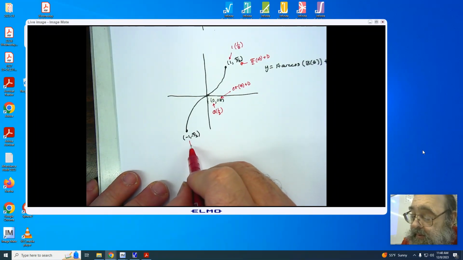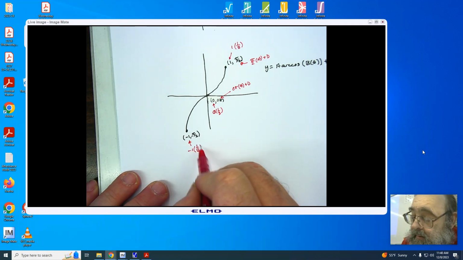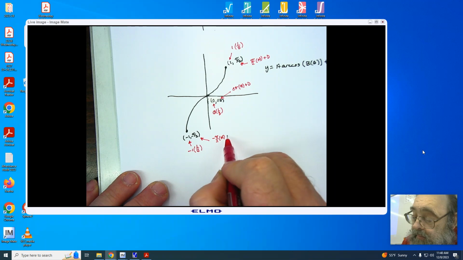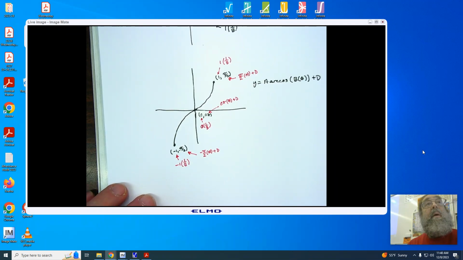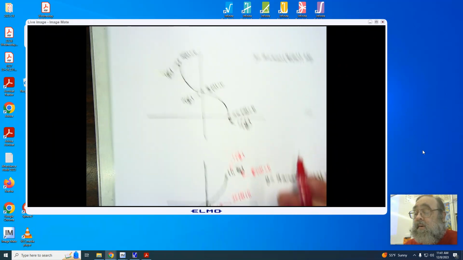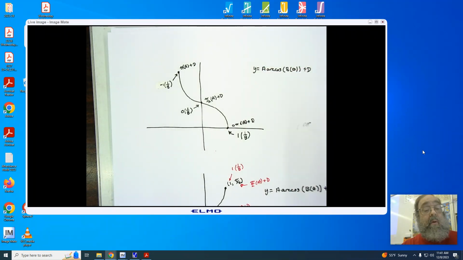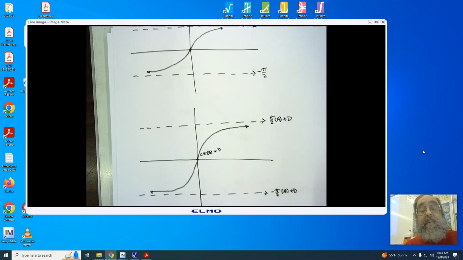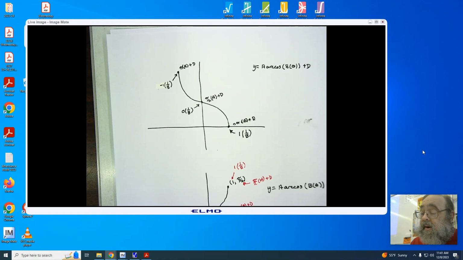Down in these two, this point right here is negative 1 times 1 over b, and this point right here is negative pi over 2 times a plus d. And that's how each of these pieces for an arcsine or an arccosine or the arctangent are going to be worked with. So let's go ahead now and take a look at a graph.